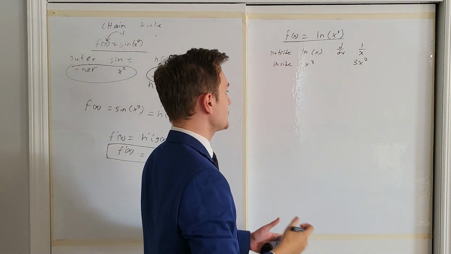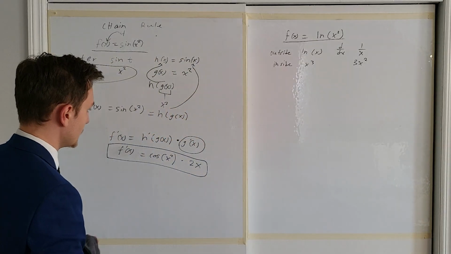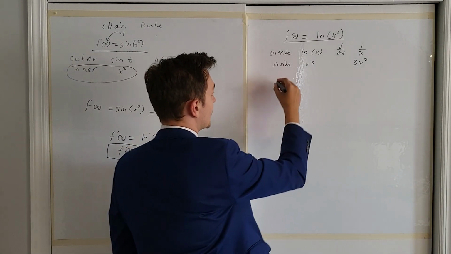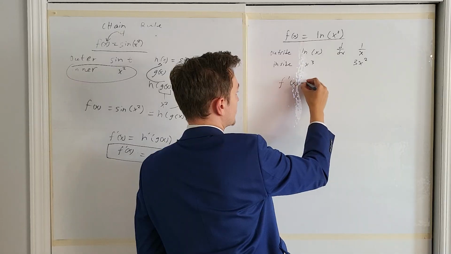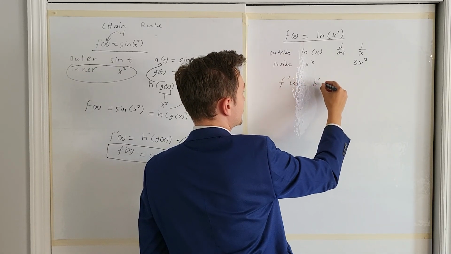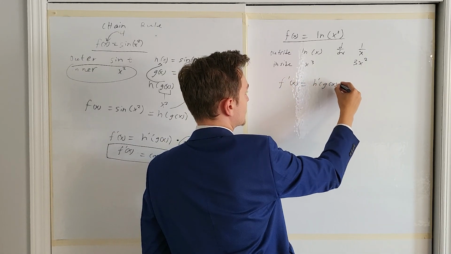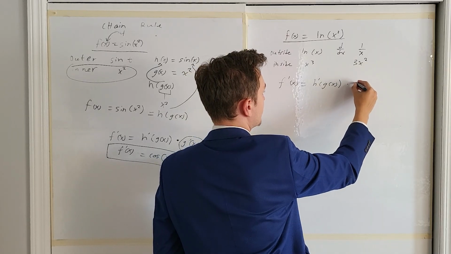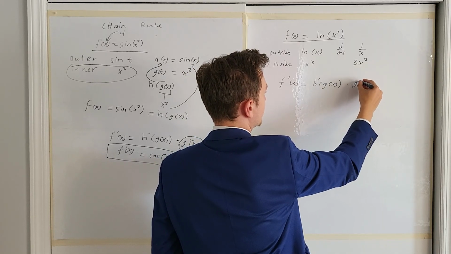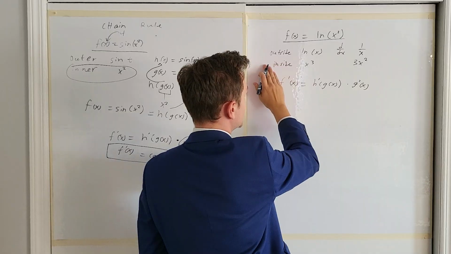Okay? Now that I have these values, I just need to assemble them in the right order. Okay? F prime of x equals h prime of g of x multiplied by g prime of x. Okay, where h is my outside, g is my inside.